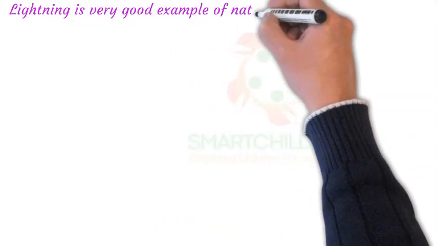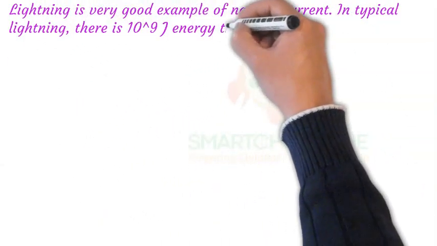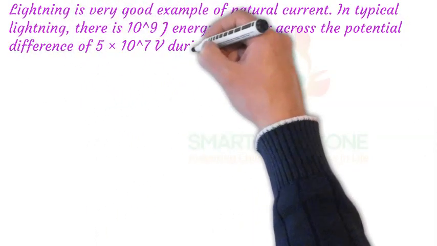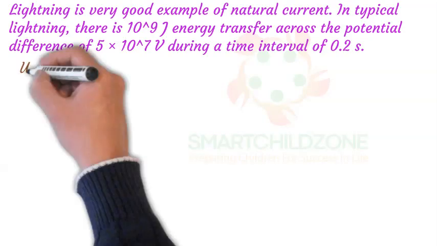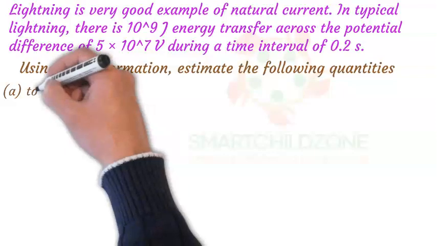Lightning is a very good example of natural current. In typical lightning, there is 10 raised to power 9 joules energy transfer across the potential difference of 5 times 10 raised to power 7 volts during a time interval of 0.2 seconds. Using this information, estimate the following quantities.